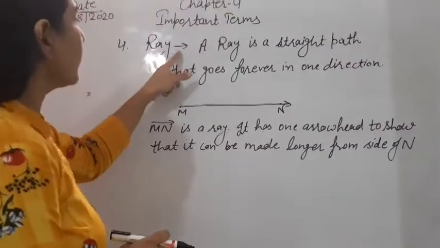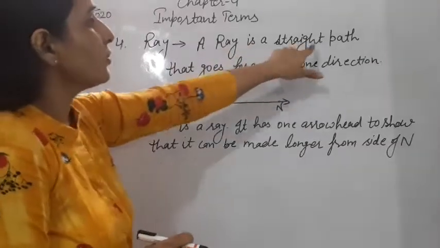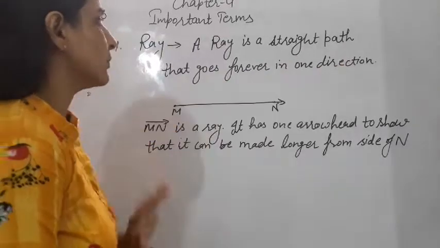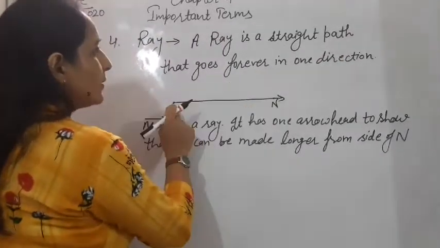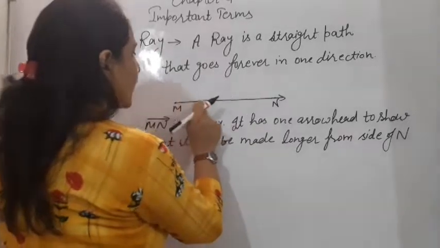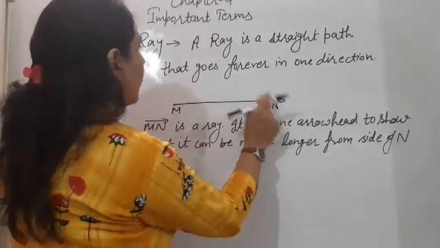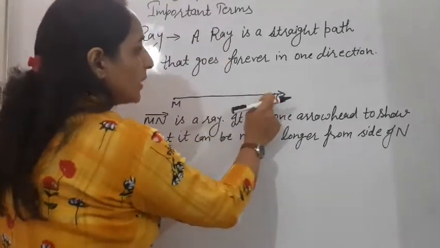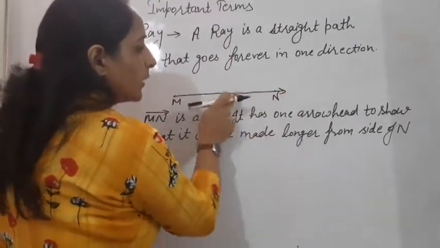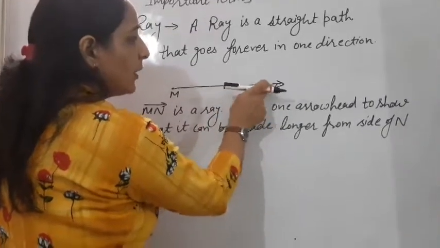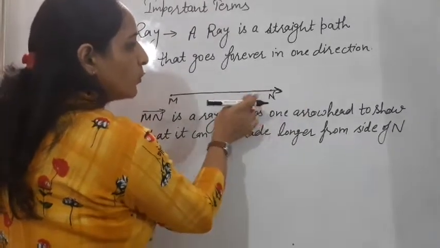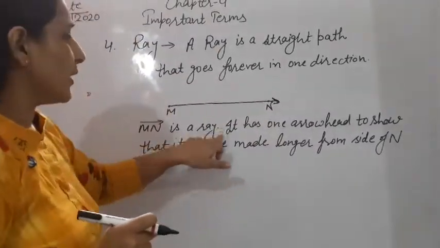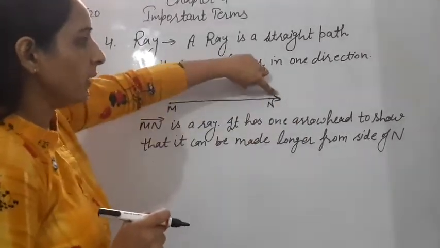Now the fourth is ray. A ray is a straight path that goes forever in one direction. It is a straight path that goes forever only in one direction. Here is N. It is moving here in one direction. This is the arrowhead. It is moving only in one direction. Here MN is a ray. It has one arrowhead.